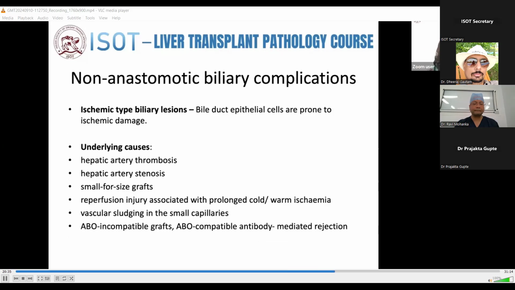Non-anastomotic biliary complications. They are ischemic type of lesions as bile duct epithelial cells are prone to ischemic damage. So these are biliary lesions secondary to ischemia. And the underlying causes are hepatic artery thrombosis, hepatic artery stenosis, small for size grafts, reperfusion injury due to prolonged cold or warm ischemia, vascular sludging in the smaller capillaries, ABO incompatibility, antibody-mediated rejection. So any of these can cause secondary changes in the bile ducts.